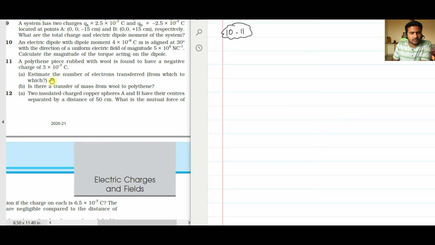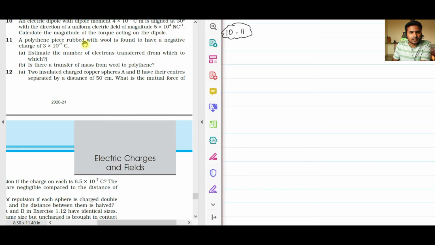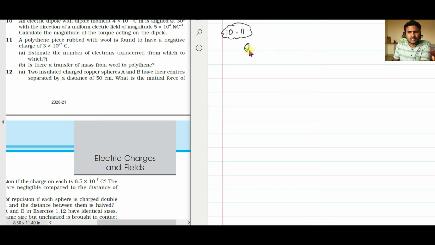The question number 10.11 says that a polythene piece rubbed with wool is found to have a negative charge of 3 into 10 to the power of minus 7 coulomb. So the net charge is how much? 3 into 10 to the power of minus 7 coulomb. Estimate the number of electrons transferred. Okay, from where to where it is transferred is what they're saying.